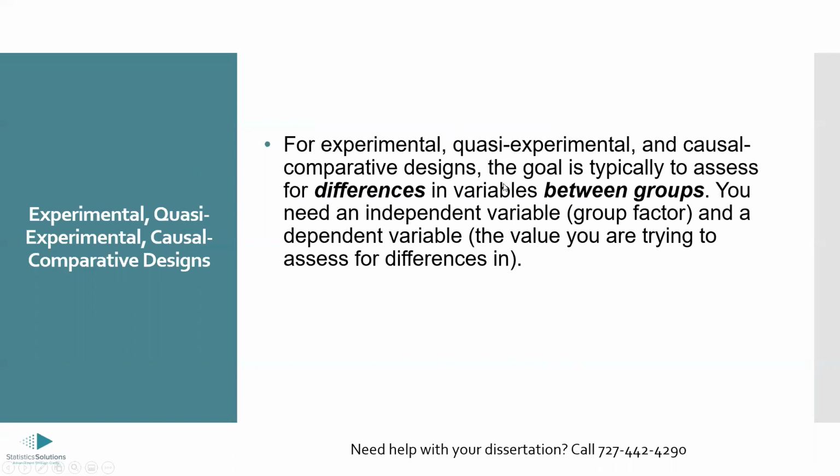The next research design is experimental, quasi-experimental, causal comparative. So these are testing for differences in variables between groups. So it's not predictive, it's not correlational. You're taking a variable and you want to test for differences between groups. So you have an independent variable, which is your grouping factor, and you have a dependent variable, which is what you're trying to test for differences in.